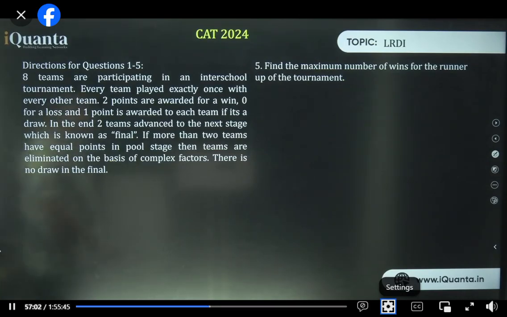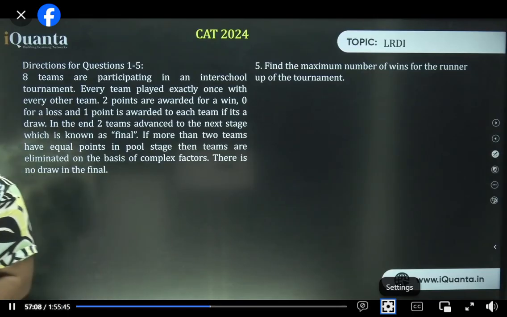Coming to 5th. Find the maximum number of wins for the runner-up of the tournament. Runner-up of the tournament. Who is runner-up? The team which loses in the final round.